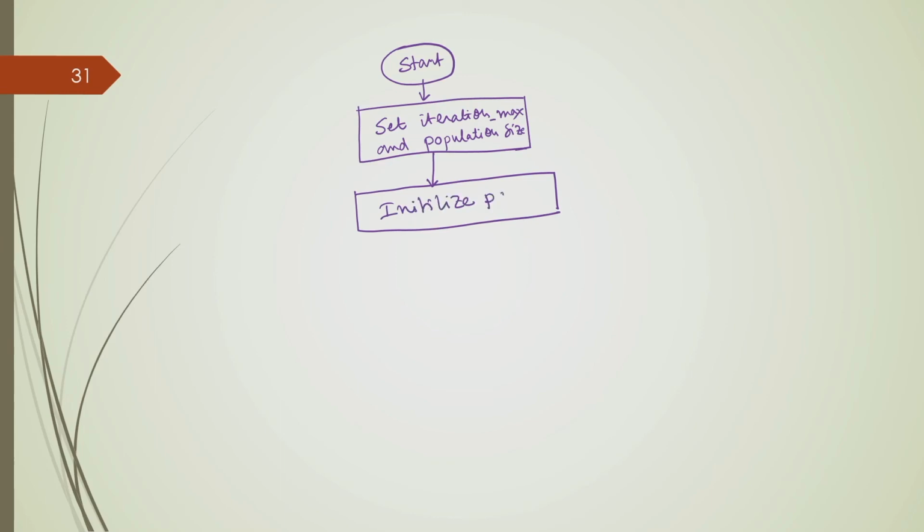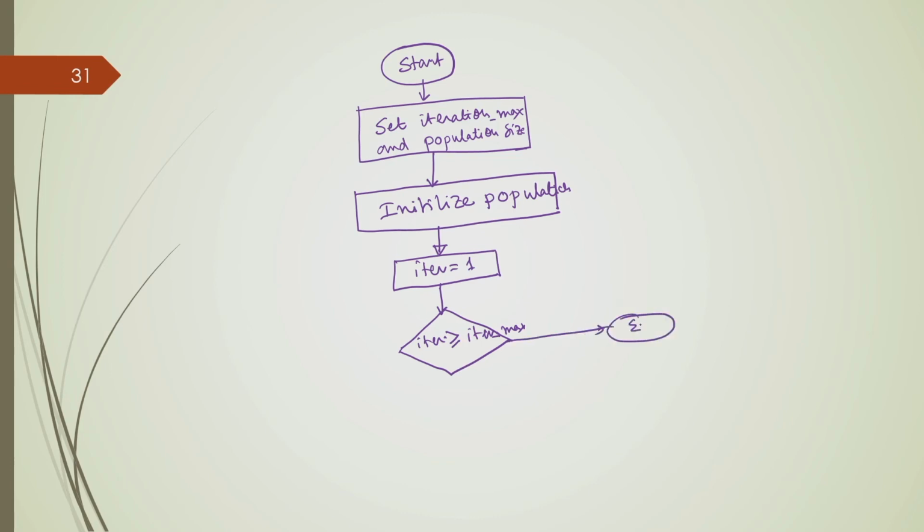Particle population. Okay. So, once you have done it, then you start with iteration 1, and then you check whether it is exceeding the maximum iteration or not. Is this iteration higher than or equal to that maximum iteration, iteration max? If yes, then you terminate, end. If no, what can you do?